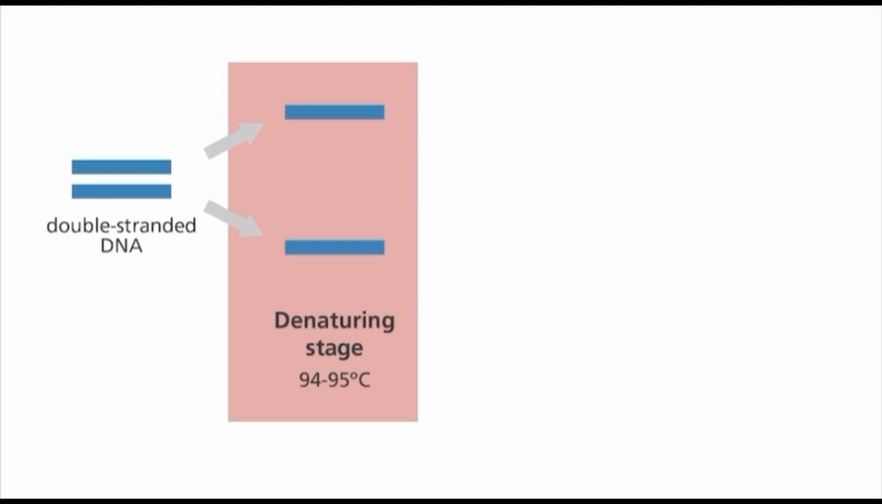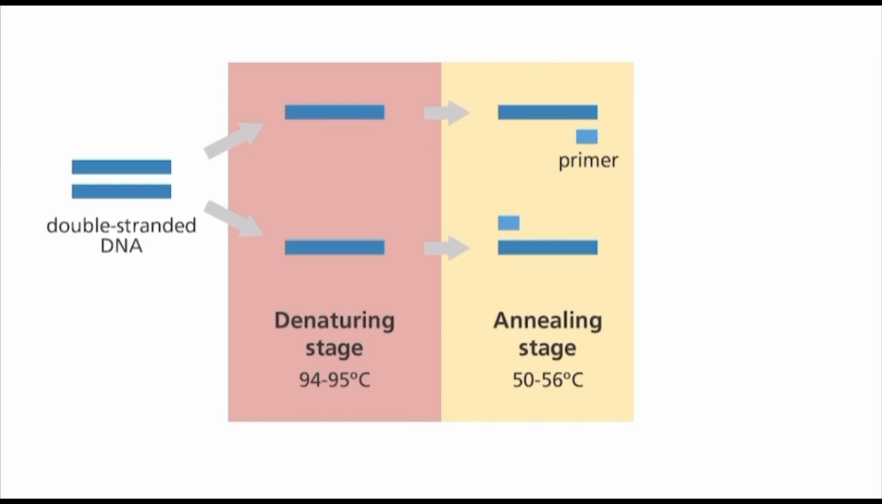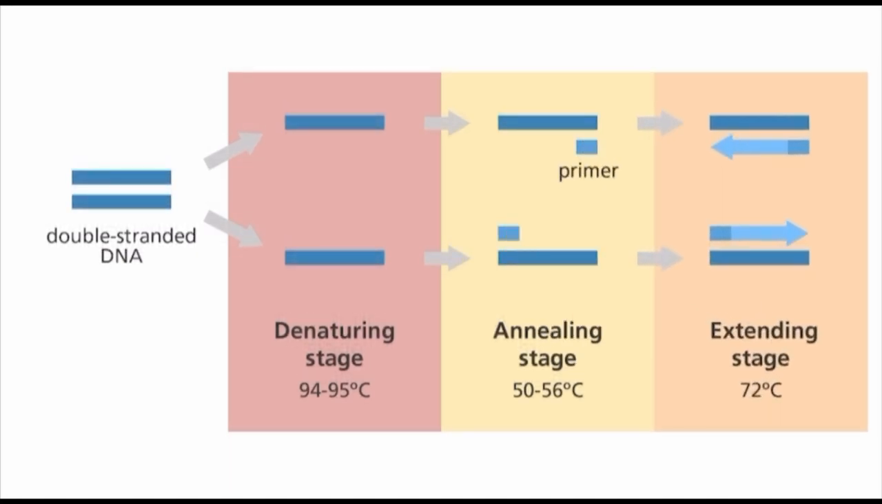In the next stage, the reaction tube is lowered to around 55 degrees and annealing takes place. This is where the DNA primers attach at the start of the STR repeated sequence. In the last stage, the temperature is raised to around 70 degrees and DNA polymerase attaches. Nucleotides are added, extending the DNA from the primer. After the first cycle ends, the whole process repeats, producing copies in each cycle.